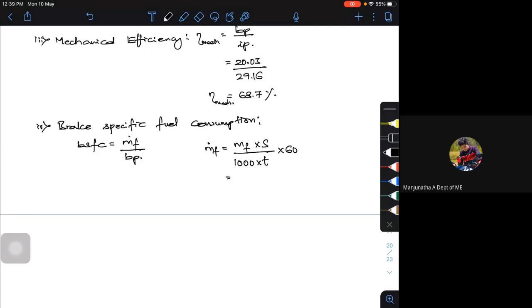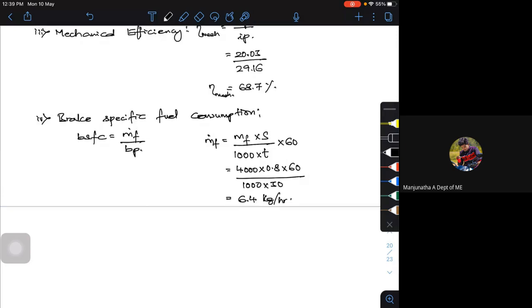So if I do it, this will be 4000 cc into 0.8 into 60 divided by 1000 into 30 minutes. So minutes I'm converting to hours in this particular thing. So I'm getting the mass flow rate as 6.4 kg per hour. Yeah, 6.4 kg per hour.